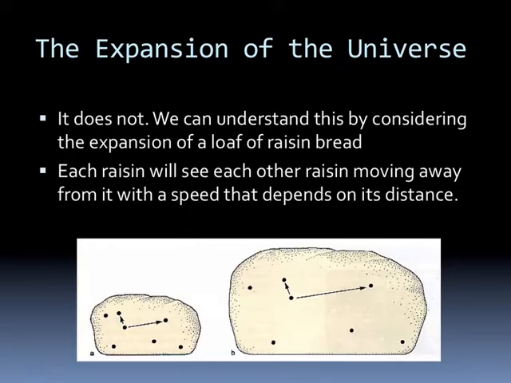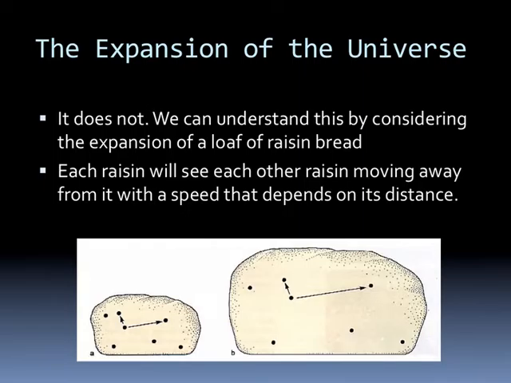Now, as that happens, for two objects that are close to each other, the distance between them is pretty small. So the distance change between here and here is small over a certain amount of time. Now, the further you are, the bigger the distance change. So I've had a larger distance change between these two than these two, but I've done this expansion in the same amount of time. So therefore, this raisin appears to be moving away from the home raisin at a slower rate than this raisin.